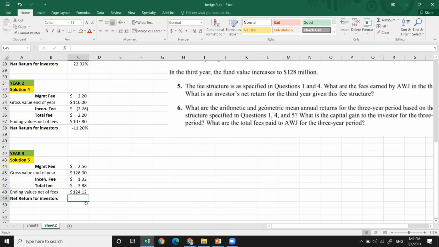Or let's express it in terms of dollars. I'm looking at the wrong question. I'm talking about question 5: the investors' net return. We need to calculate the net return to the investors still. So 124 minus this value, and divided by this value.